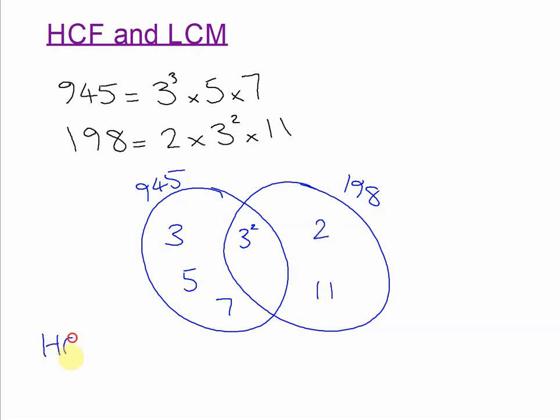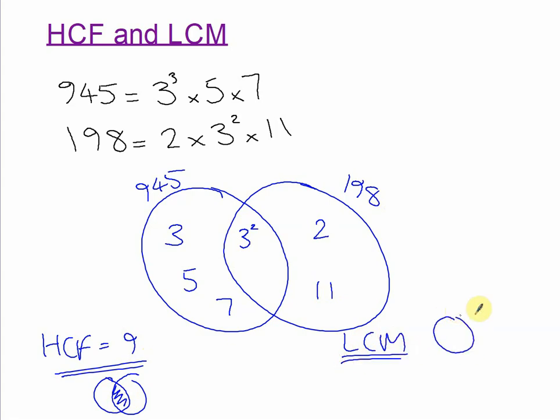So the highest common factor, factors are small, so we're looking at the middle bit only. That's 9. Everything in here multiplied together. Don't suddenly start adding stuff, please. We're looking at factors and multiples. Lowest common multiple, well, that's everything multiplied together. So that's going to be a little bit harder.